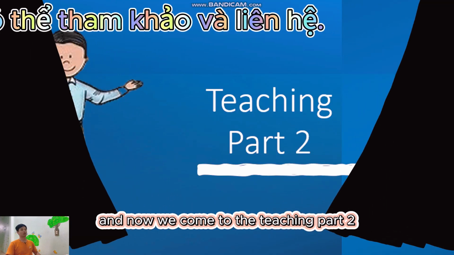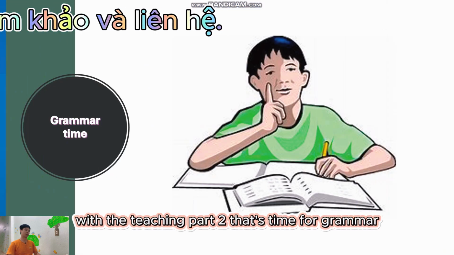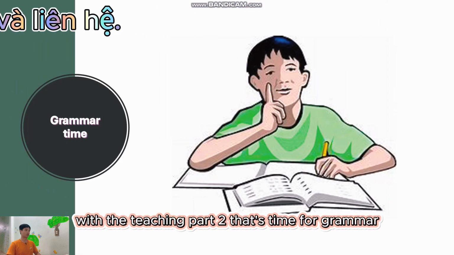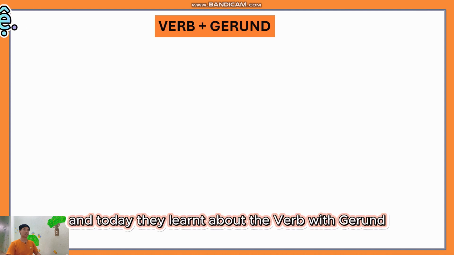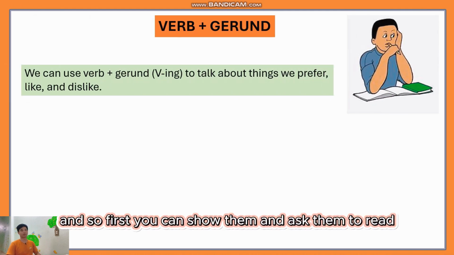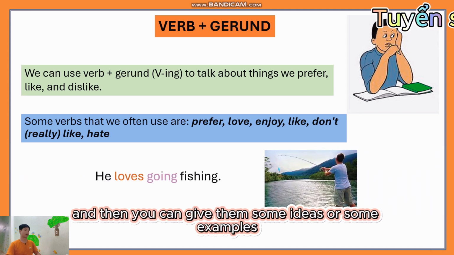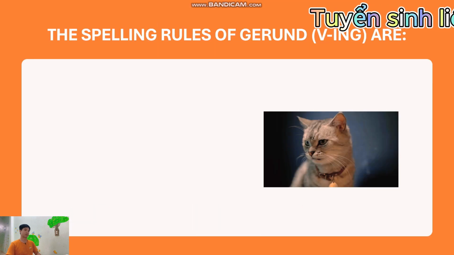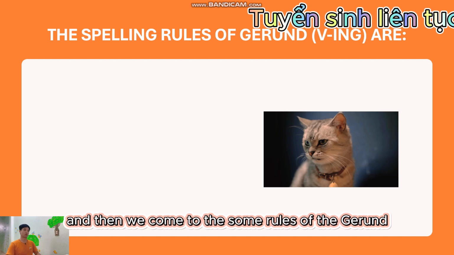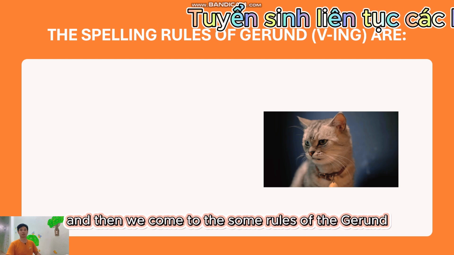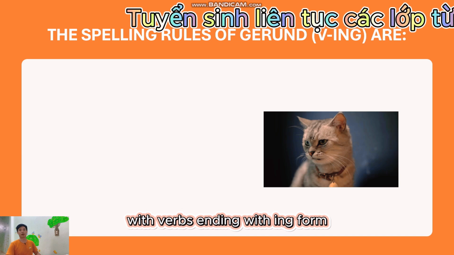And now we come to the teaching part 2. With the teaching part 2, that's time for grammar. And today they learned about the verb with gerund. So first you can show them and ask them to read. And then you can give them some ideas or some examples. And then we come to some rules of the gerund with the verb ending with the ing form.